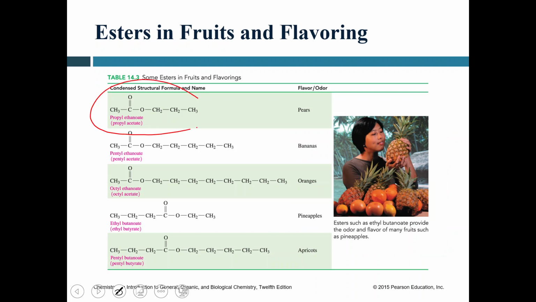Propyl ethanoate, that we didn't really discuss, is responsible for pears. Pentyl ethanoate, or pentyl acetate, is responsible for the smell of bananas. Octyl ethanoate, or octyl acetate, is responsible for the smell of oranges. Ethyl butanoate, or ethyl butyrate, is responsible for the smell of pineapples, while pentyl butanoate, pentyl butyrate, is responsible for the smell and taste of apricots.